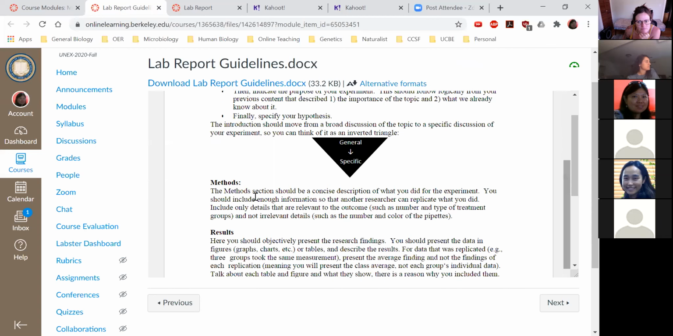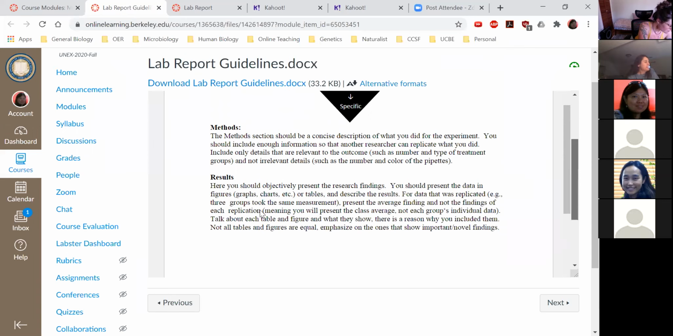There's usually a materials and methods section to talk about how the experiment is done. You want to talk about the experimental design, and then a little bit more specifically how the experiment was done. And then there's the results. This is where, if you have figures or data, you present and describe your data.